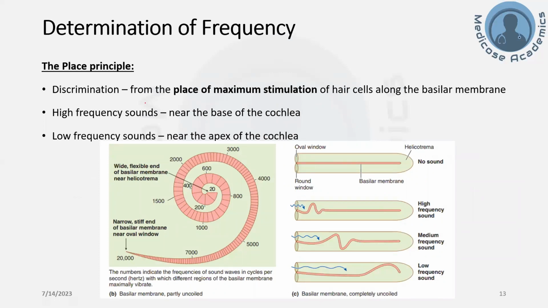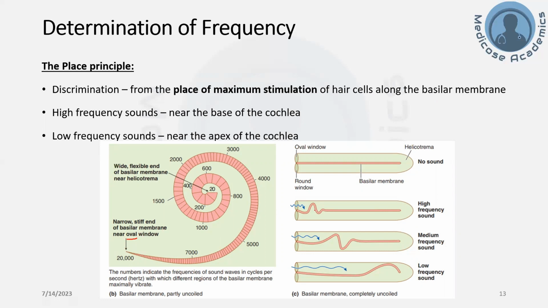So how is the frequency of sound determined and then encoded? There are two mechanisms. The number one mechanism is known as the place principle. It states that the determination of frequency can be made by seeing the place of maximum stimulation of hair cells along the basilar membrane. So if we stretch out the basilar membrane, we can see that the area of the basilar membrane which is close to the oval window is maximally stimulated or maximally vibrated by the sounds which have high frequencies.